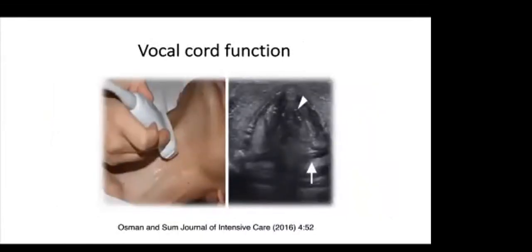The upper airway ultrasound can be used to identify neck pathology to make perioperative decisions. In this slide, you can see the probe placed transversely over the middle portion of the thyroid cartilage. You can see the vocal cords up here and arytenoid cartilage down below.